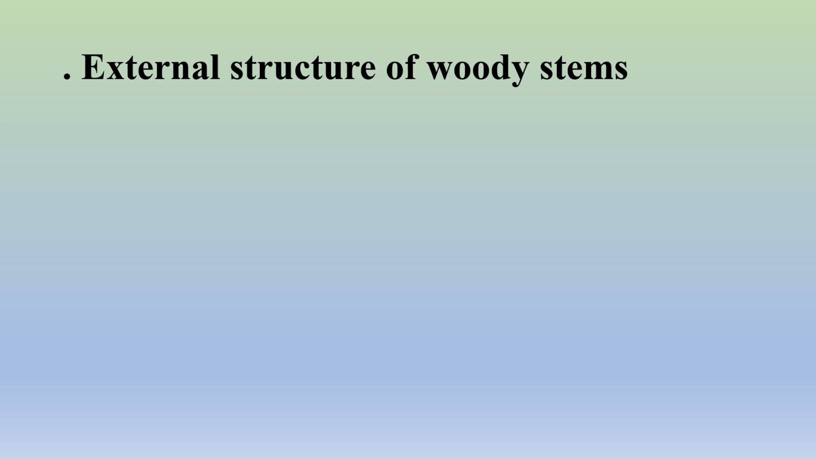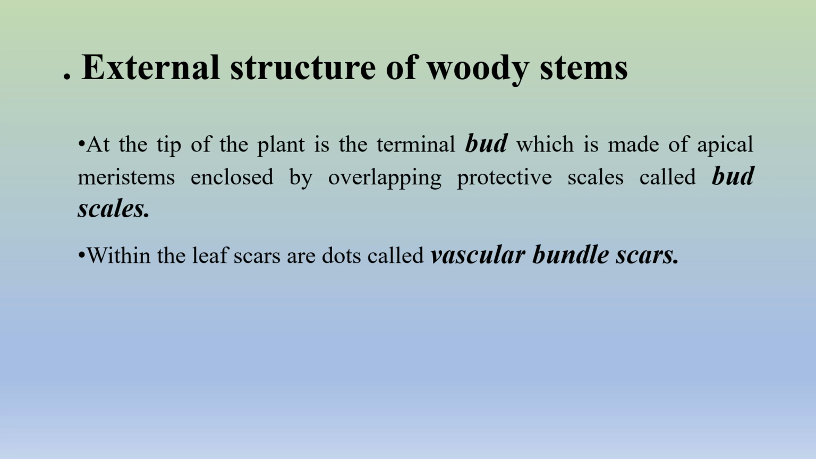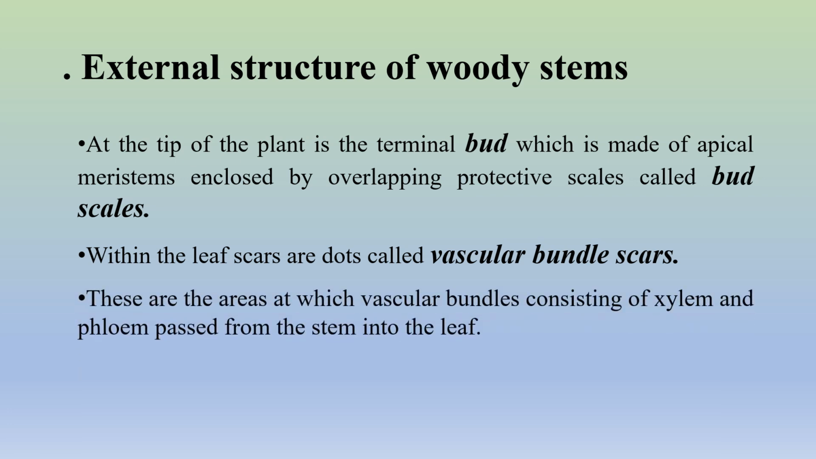External structure of woody stems. At the tip of the plant is the terminal bud, which is made of apical meristems enclosed by overlapping protective scales called bud scales. Within the leaf scars are dots called vascular bundle scars. These are the areas at which vascular bundles consisting of xylem and phloem passed from the stem into the leaf.